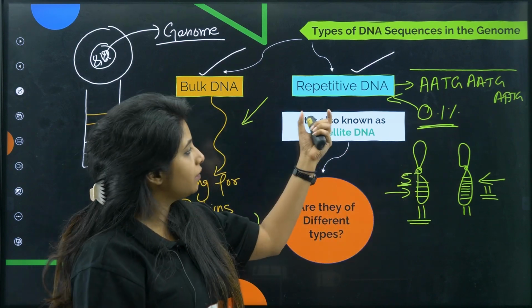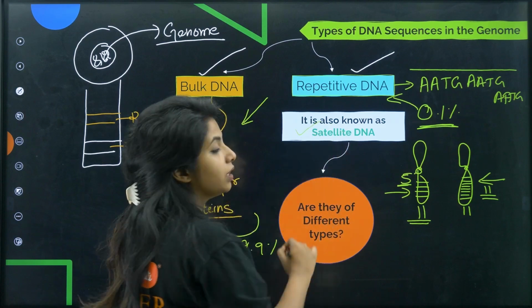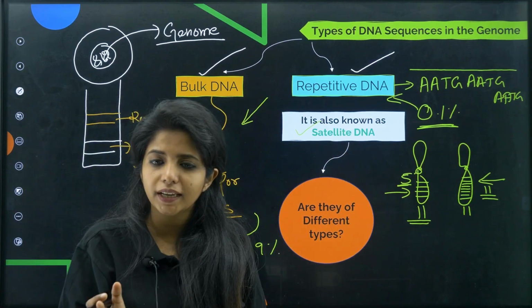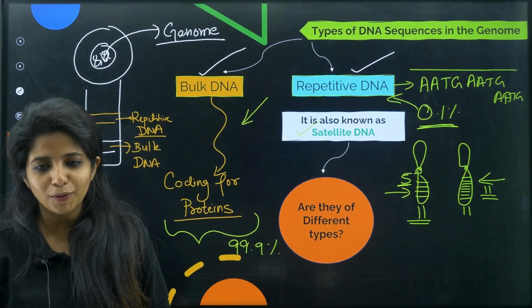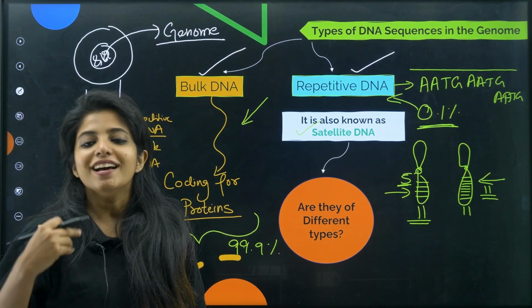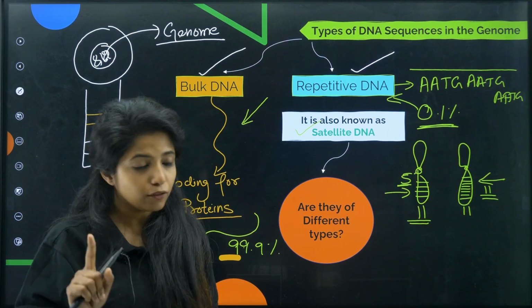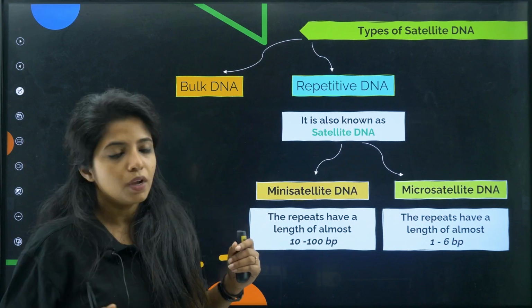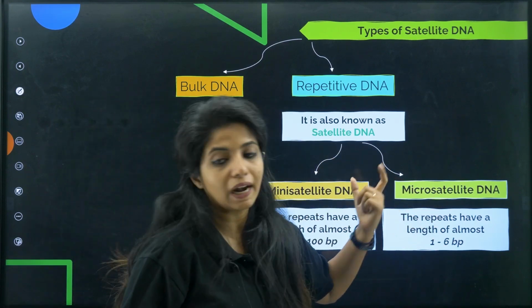So repetitive DNA is also known as satellite DNA. If you're wondering whether there are different types of satellite DNA, I am pretty sure you're not wondering about that. You might still be confused, but I'm telling you, there are two different types of satellite DNA. We have to see them also, then you might understand things a bit better. So satellite DNA I can divide into mini satellite DNA and microsatellite DNA.